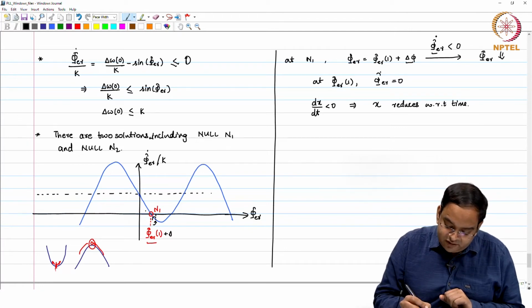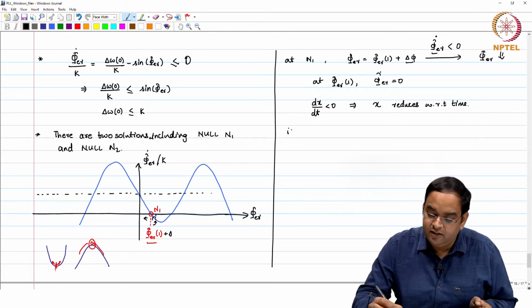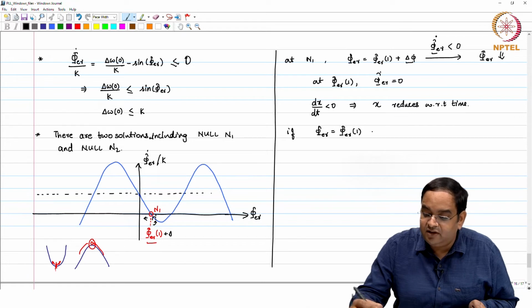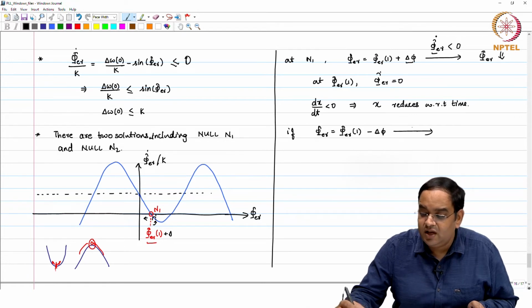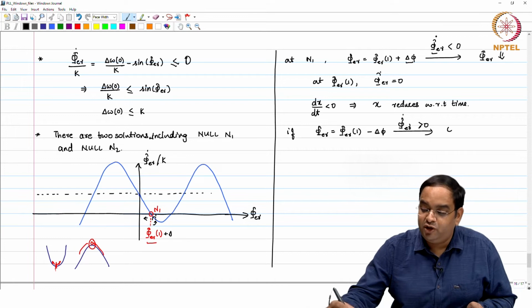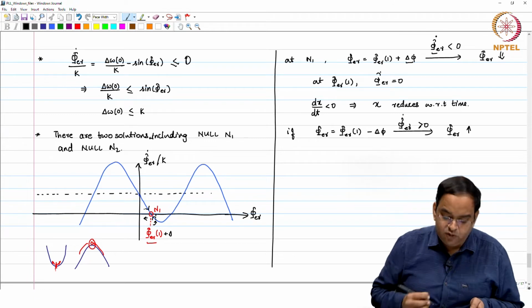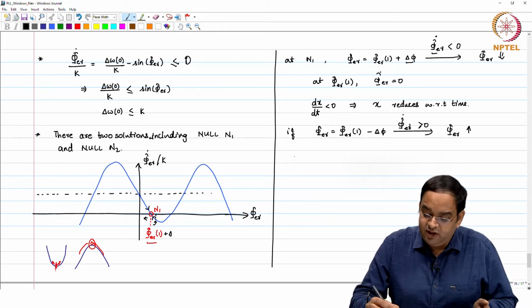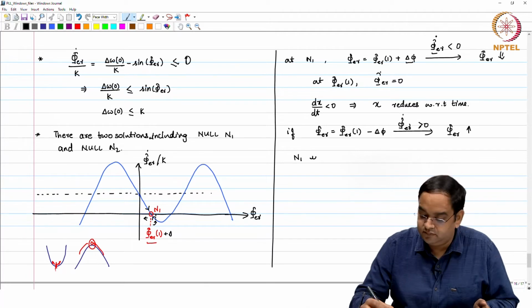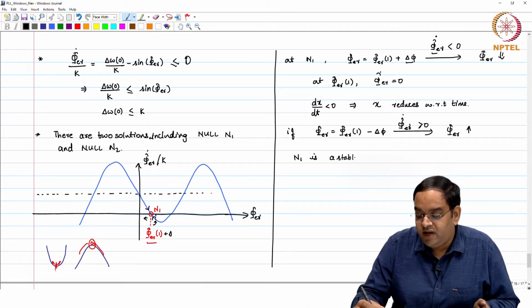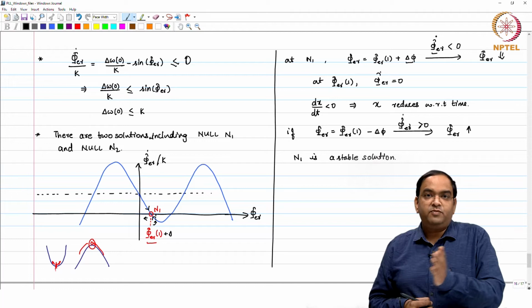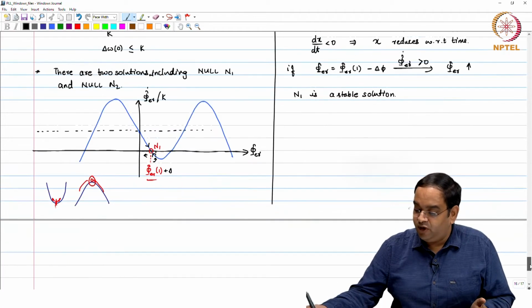Similarly, if you make a small disturbance on the negative side, where I made the disturbance and the phase error is phase error 1 minus delta phi, since the derivative is greater than 0, your phase error will increase. Phase error increases, that means you come back to N1. So, N1 is a stable solution here, because if you make any disturbance in this particular case, it moves back to the same point, right.